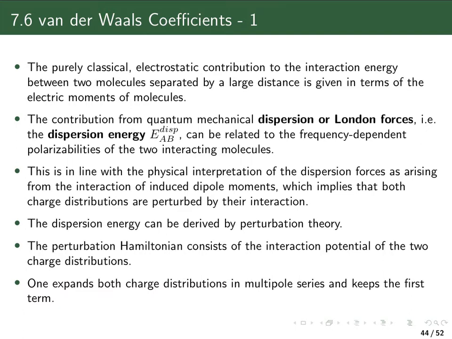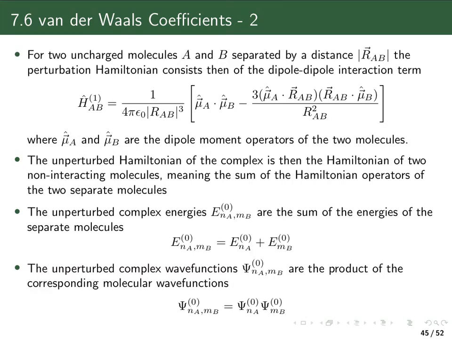And the perturbation Hamiltonian is then the operator describing the interaction between two molecules, which means it's the interaction between the two charge distributions of the two molecules. And one expands then those charge distributions in the way we've done it in the beginning of chapter 4 in the moment series, and then keeps the first term. And the first term is then going to be, for uncharged molecules, the interaction between the dipoles of the two systems. So it's the dipole-dipole interaction term.